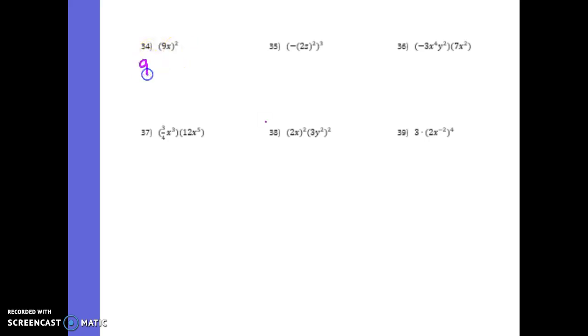34, we're going to get 9 squared x squared. So this would be 81 x squared.